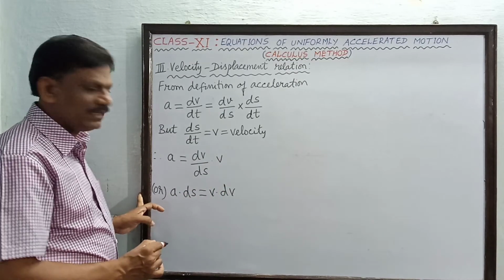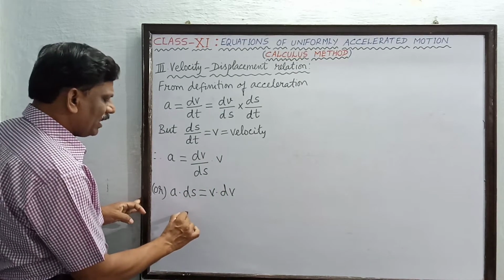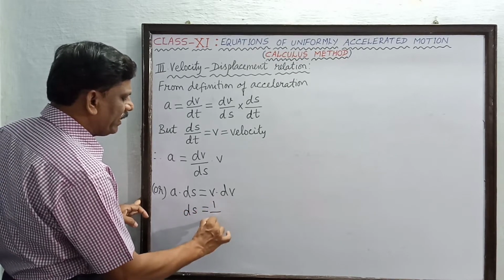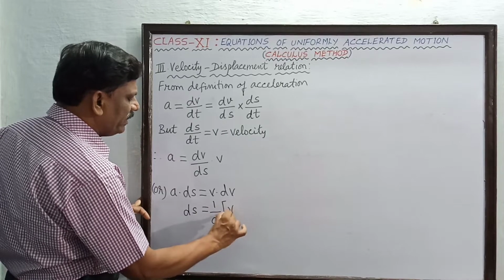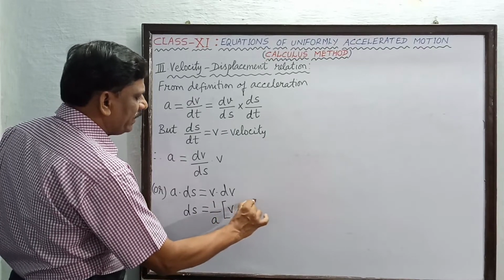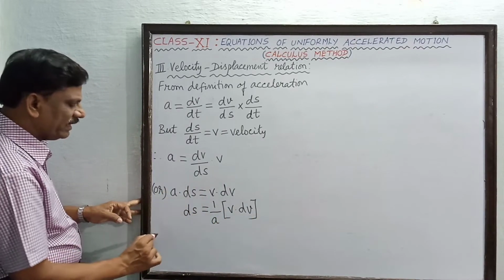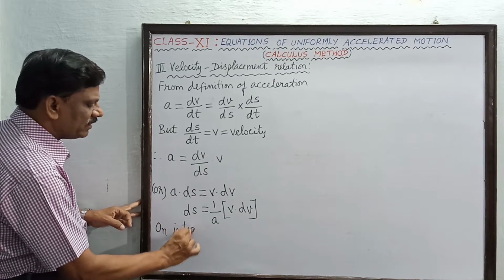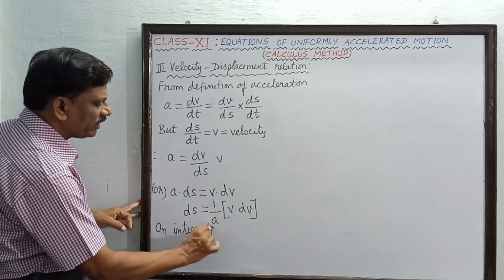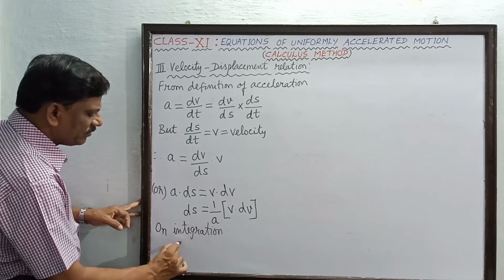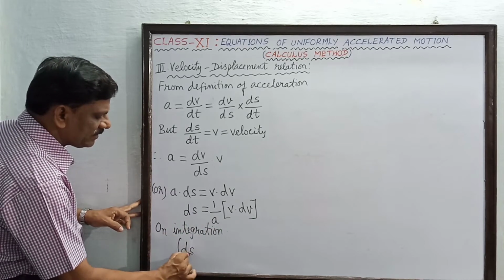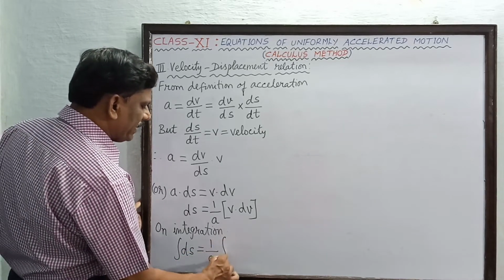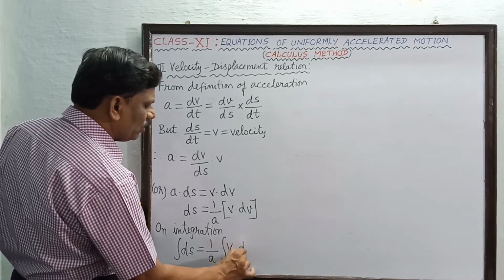So now we can also write this in the integration form. I am going to write this in the integration form, or I can write ds is also equal to 1 by a into v dv. Before integrating, I am changing like this, then I am going to integrate. Okay, so I am integrating this equation. On integration, left side becomes the integral of ds, right side becomes 1 by a into integral of v into dv.